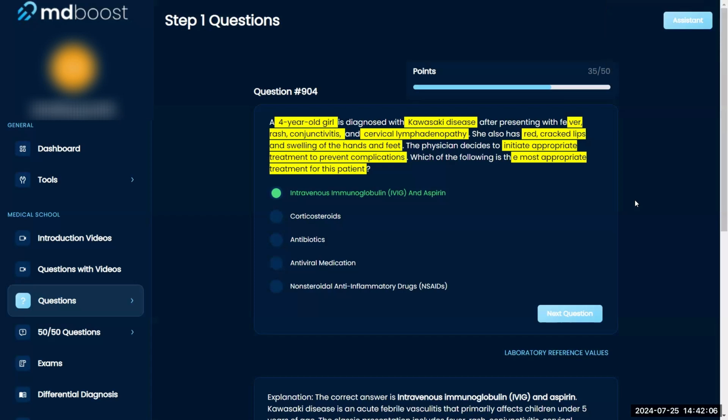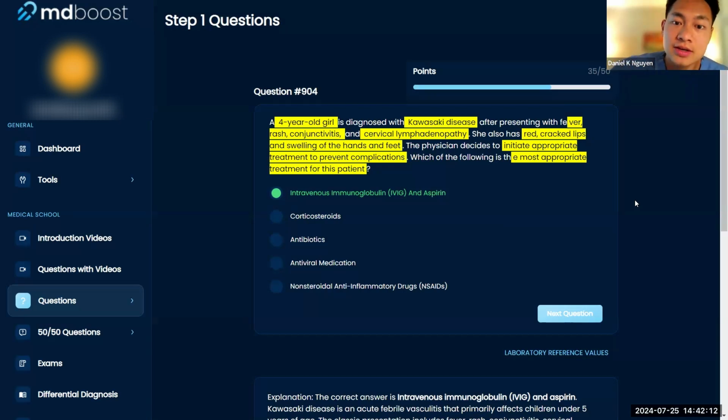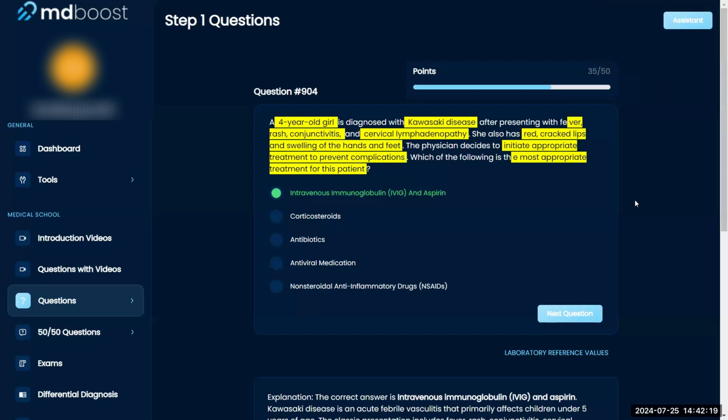They love testing Kawasaki's because it looks like a virus. It has a rash, it has lymphadenopathy, you get fever. If this question didn't say Kawasaki, I don't know if I would have picked up that it was Kawasaki. So this is the key thing: we have to put it all together, the cracked lips, the tongue, the hands, the feet, the cervical lymphadenopathy, because they will test this without saying Kawasaki's.